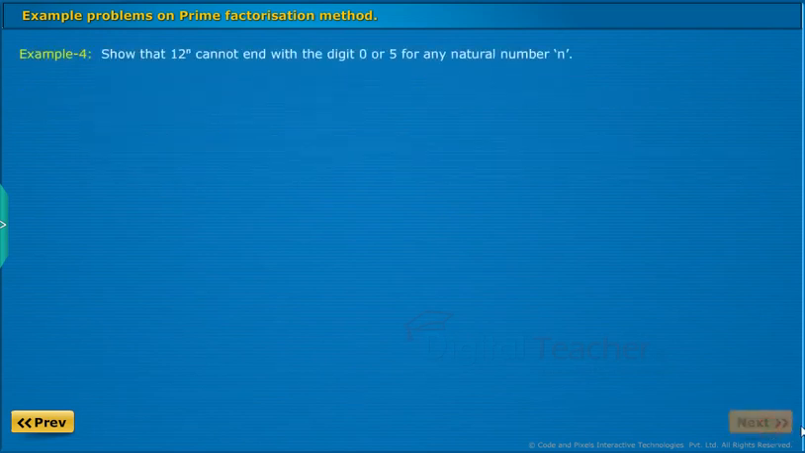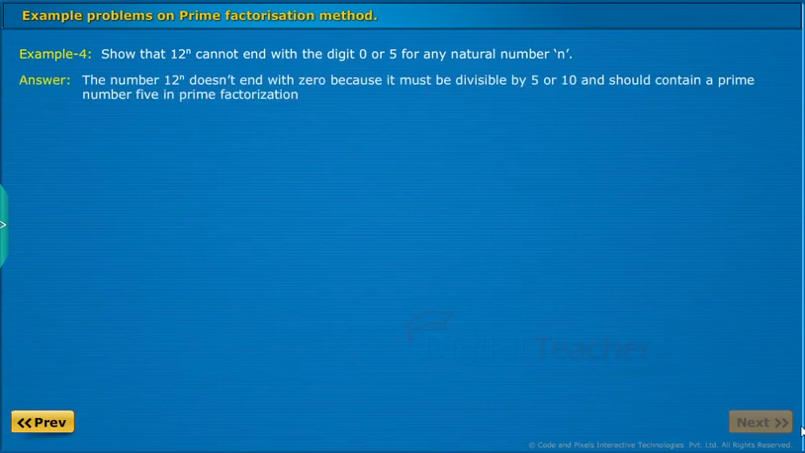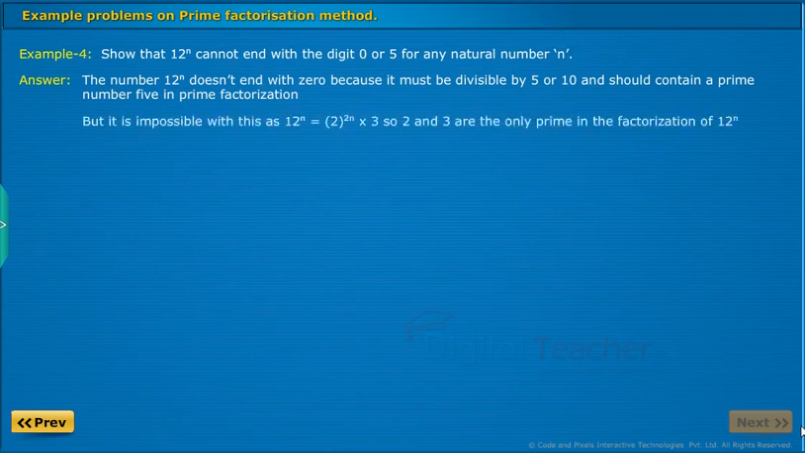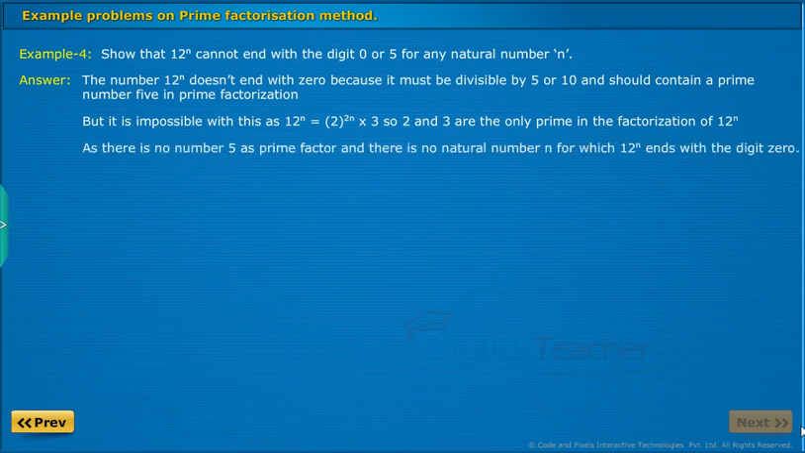Show that 12 power n cannot end with the digit 0 or 5 for any natural number n. The number 12 power n does not end with 0 because it must be divisible by 5 or 10 and should contain the prime number 5 in its prime factorization. But it isn't possible, as 12 power n is equal to 2 to the power of 2n into 3. So 2 and 3 are the only primes in the factorization of 12 power n. As there is no prime factor 5, there is no natural number n for which 12 power n ends with the digit 0.